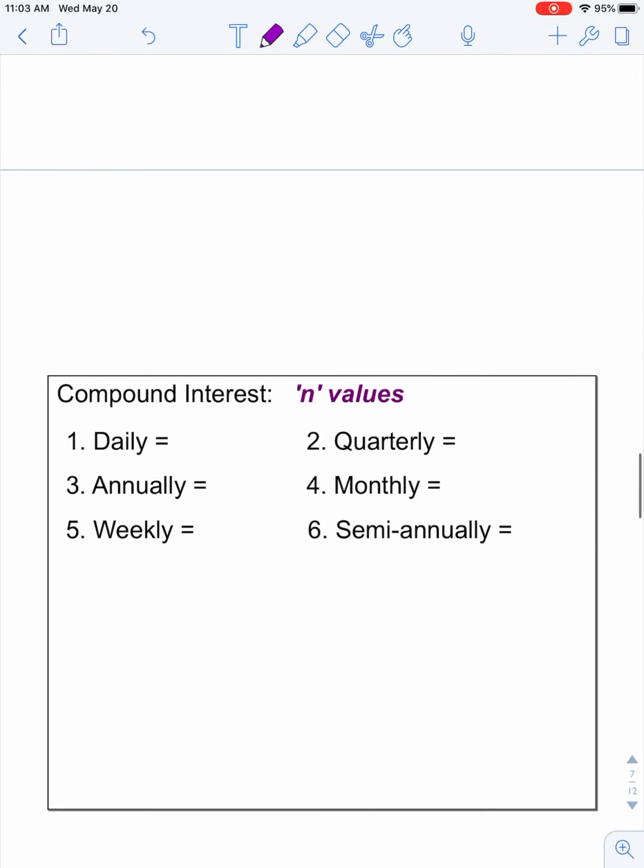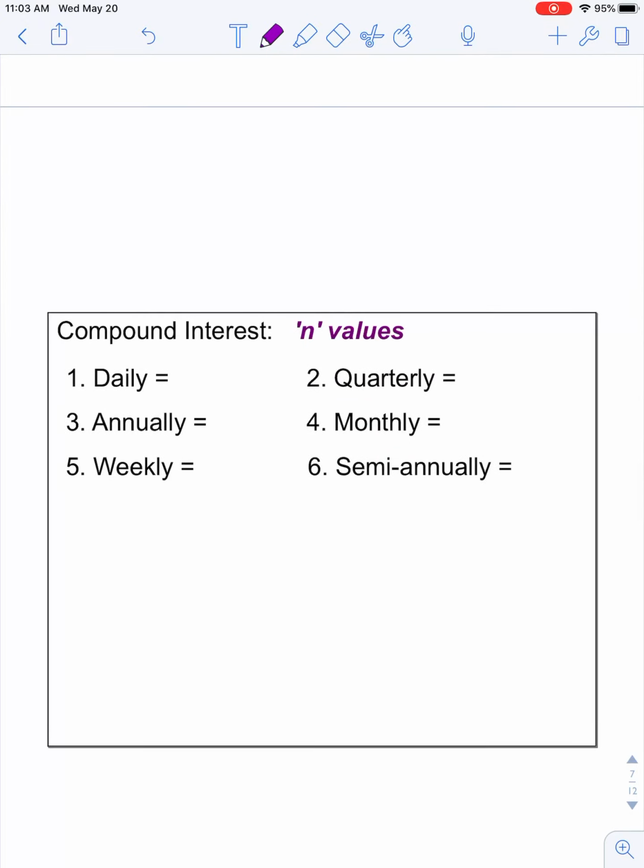So now, on this next screen, you try these. Pause the video, see if you can fill in all the values.